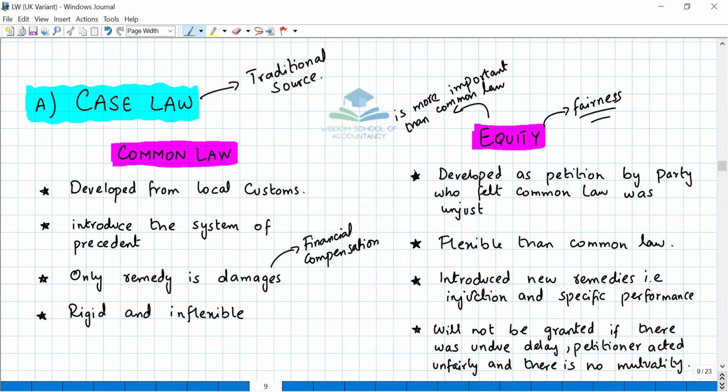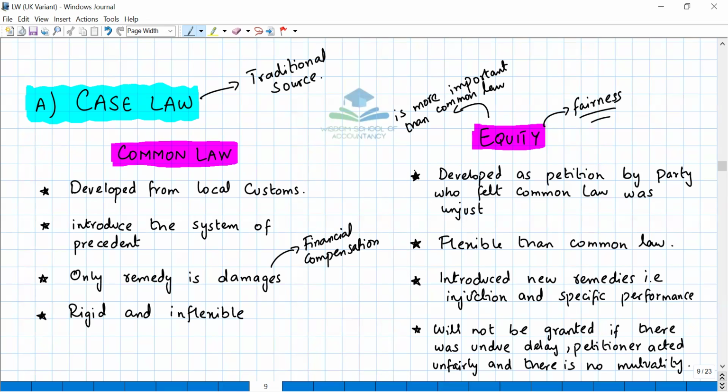So the judges would travel around the UK, hear different types of cases, and accordingly make decisions. In this way, the law was derived. It introduced the system of precedent. Precedent means previous decision making by the judge. The system of precedent is that if the facts of the cases are the same, then you can use the previous judge's decision in making the decision of the later case. That is what the system of precedent means.